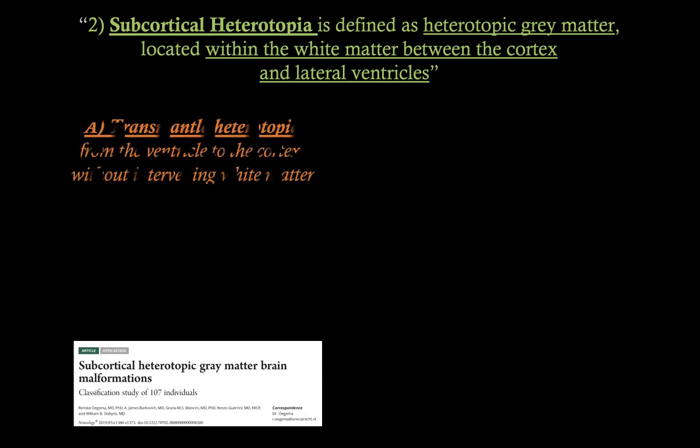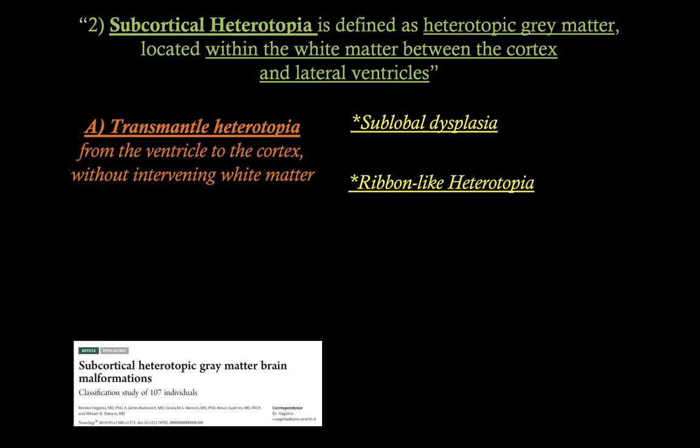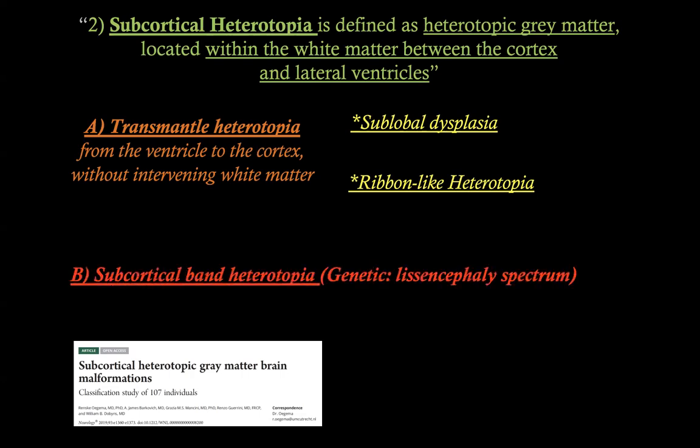Again, we can have some groups. The transmantle heterotopia goes from the ventricle to the cortex without the white matter in between, so crossing the white matter. And this is important because there are some mimics that we need to consider. Transmantle is divided in subglobal and ribbon-like heterotopia. We will come to that later. And then the subcortical band heterotopia.